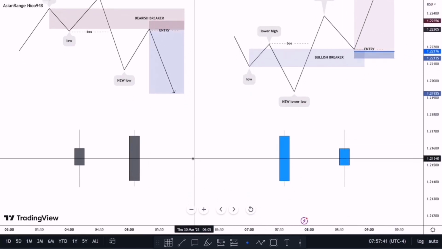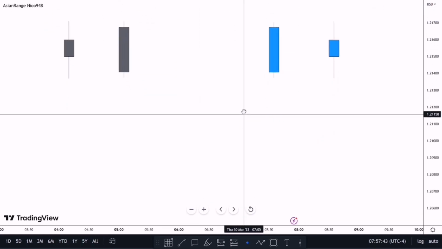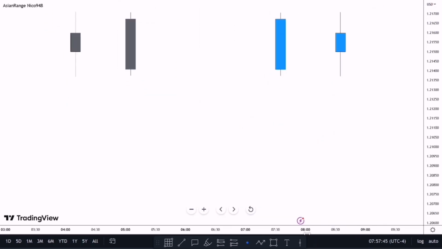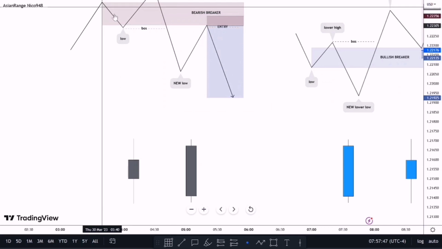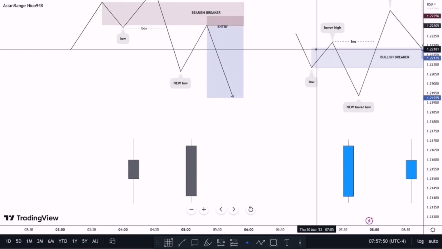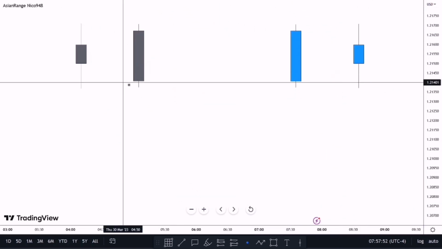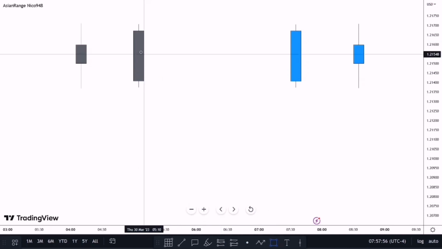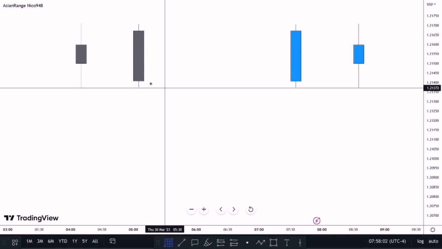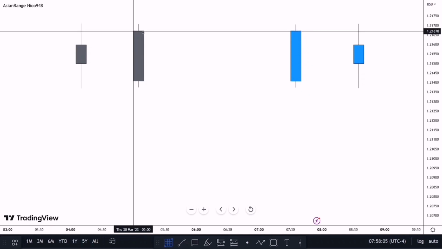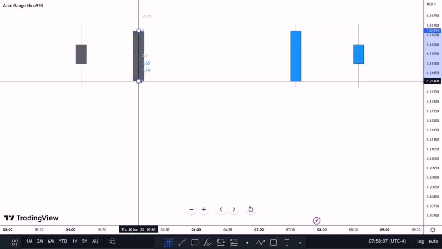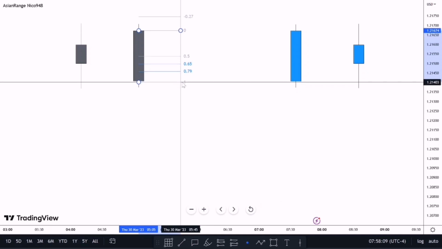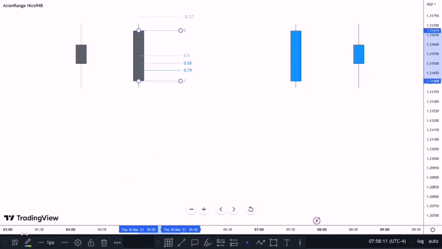So let's discuss now what we are looking for in the candles that create our bullish and bearish breaker blocks, right? What are we looking for? For example, within our bearish breaker blocks, we are looking for a candle such as this one. How do we mark up our candle? When the candle is full like this one, we'll mark from the body's high to the low and extend that, all the way.